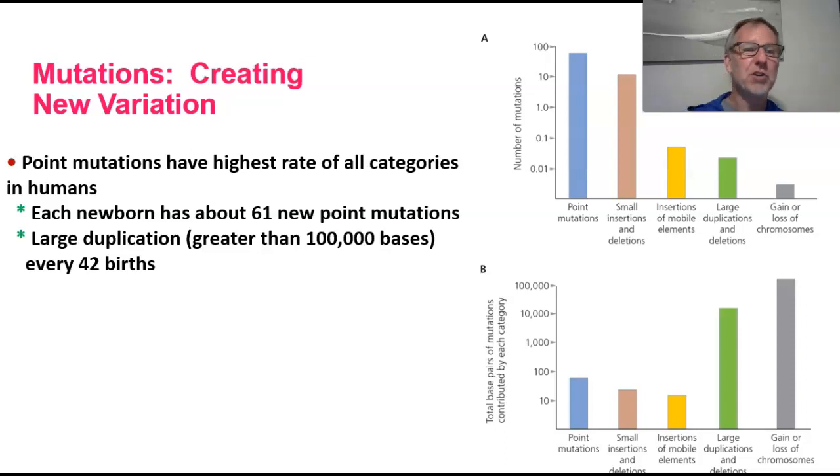Now, interestingly, each newborn human has about 61 new point mutations. So we're born with new, unique mutations, all of us, all the time. Every 42 births, there's a large duplication, greater than about 100,000 bases. So it's pretty dramatic when you realize that every time we reproduce, there's quite a bit of change to our DNA. It's not staying the same.